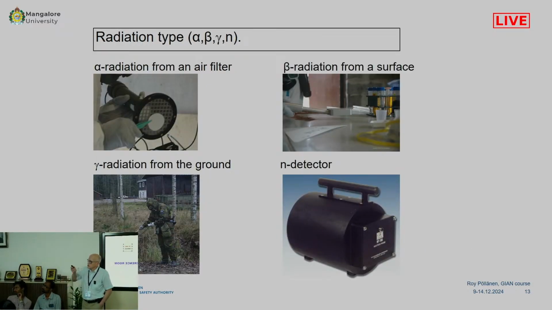Then the choice of the detector depends, of course, on the radiation type. In this case, they are measuring alpha radiation from an air filter. This is a counter, not a spectrometer. We can measure gamma radiation from the ground, beta radiation from a surface, or neutrons in different conditions.